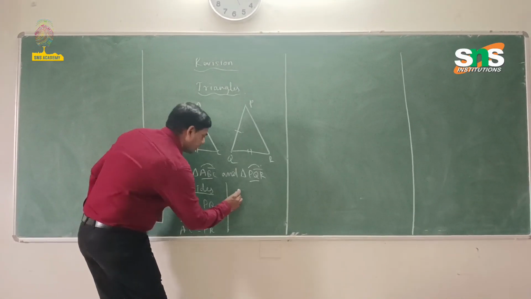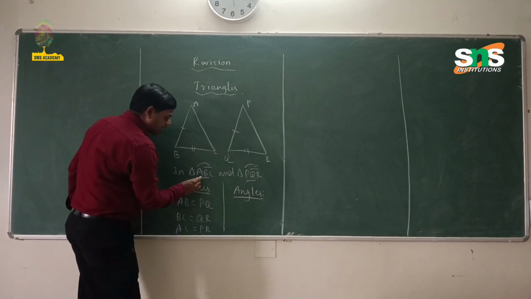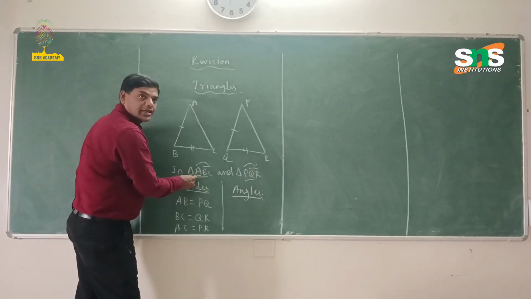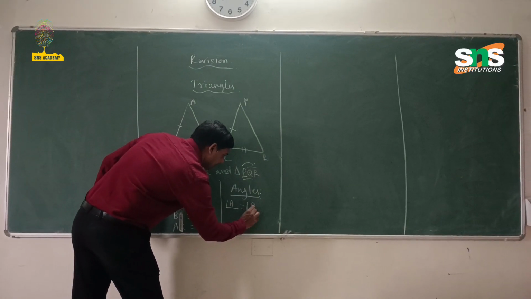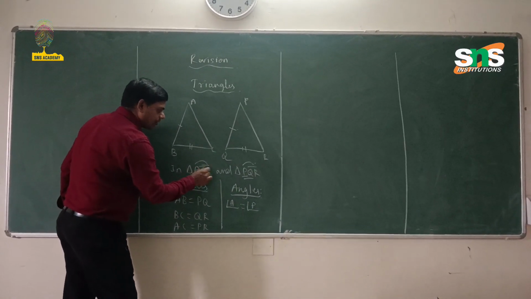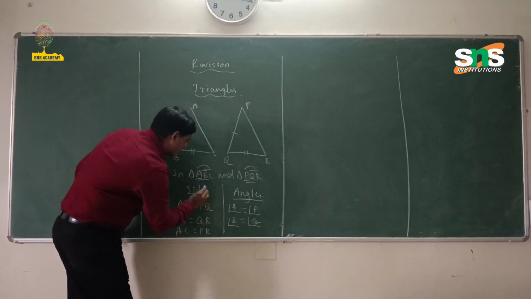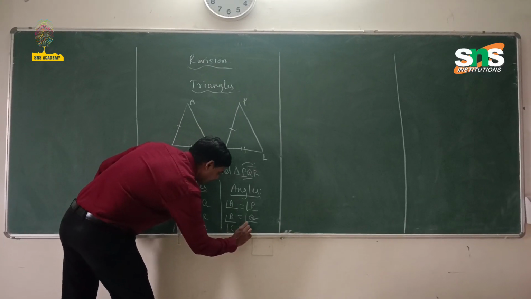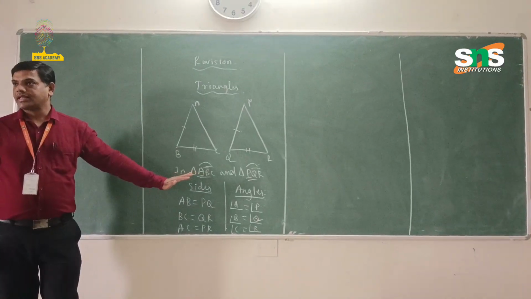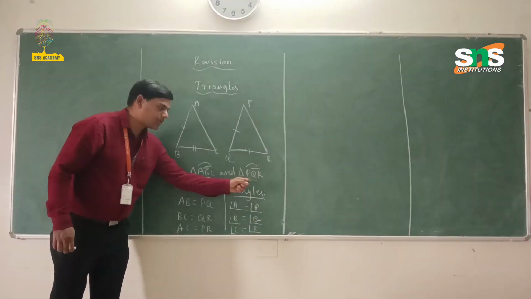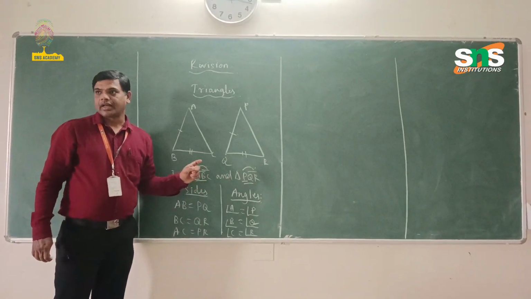When you are taking the angles, here what is the angle? Angle A is equal to angle P. And then angle B is equal to angle Q, and angle C is equal to angle R. So this is the way we have to compare the sides and angles. This is the basic one, you should know clearly about this. Then only we will be able to know how to compare the triangles.